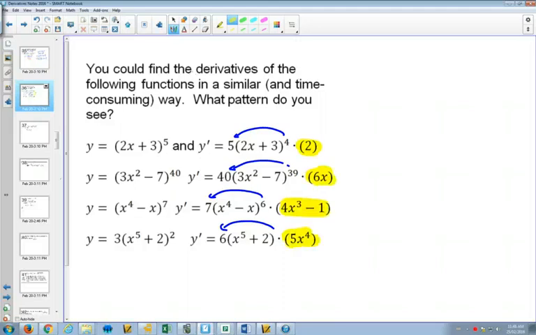Just like we had that extra 3 multiplied by the 3 to get the 9 in the first example, it's exactly the same kind of thing. Now we have an extra 2, which is the coefficient of the x inside, which we had an extra 3 in the previous one, which was the coefficient of the one inside. So it seems like that appears to be a pattern with those ones. But then why am I getting 6x for the second one, 4x cubed minus 1 for the third one, a 5x to the 4 for the fourth one?